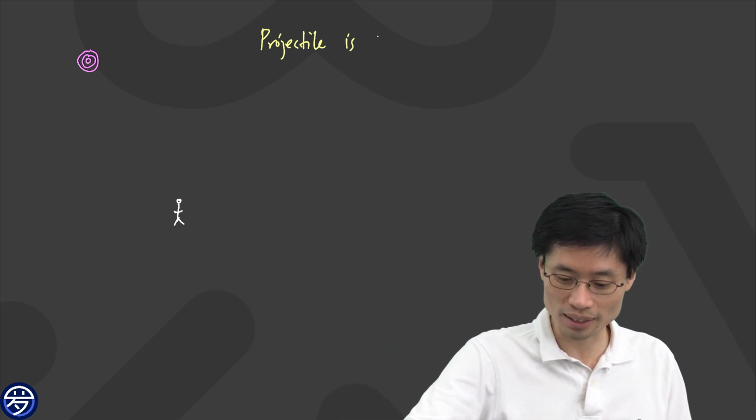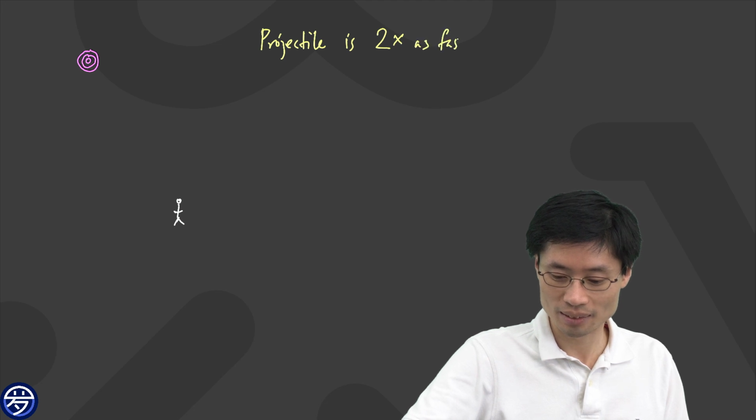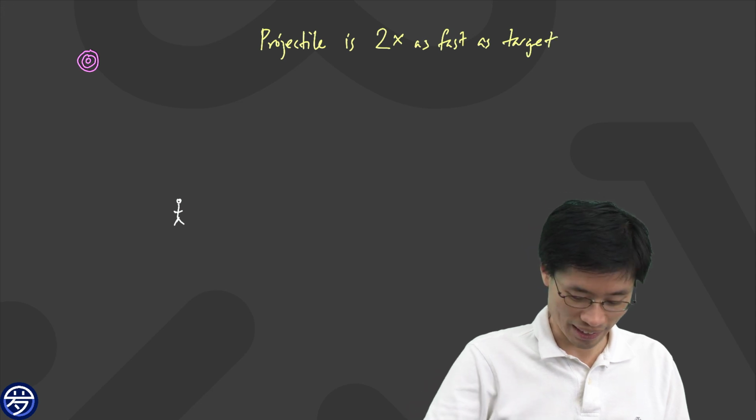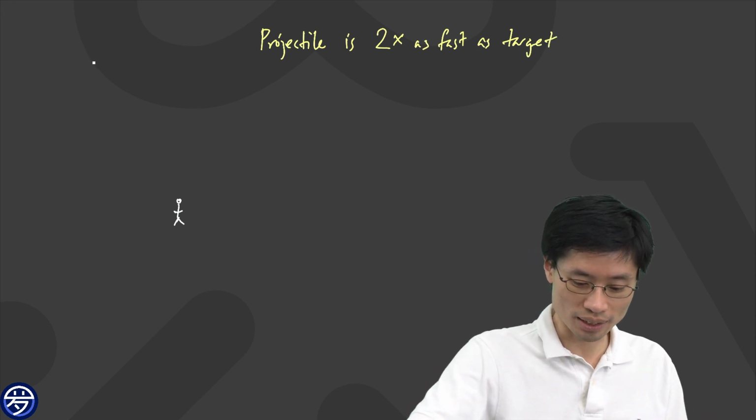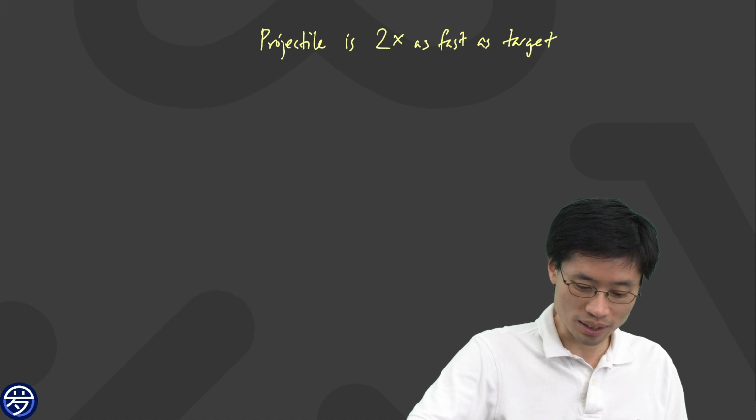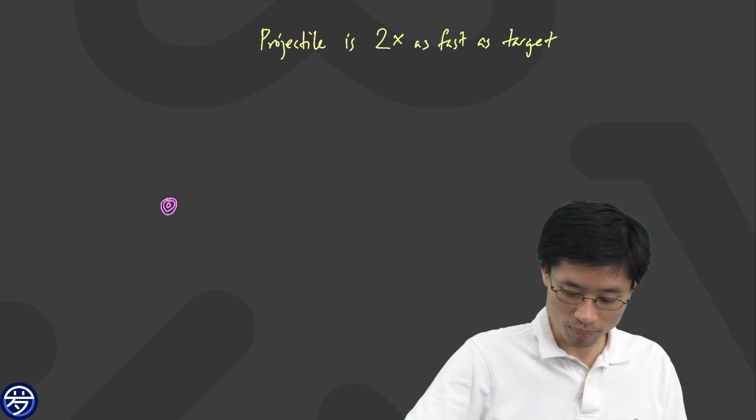Oh, actually, I want to do it in a slightly different way. I want to draw these two things in a different position, but it'll be fine. The projectile is twice as fast as the target. Okay? I want to just draw these where I have some more space. So now I'm going to draw the target over here. And I'm going to draw me over here.